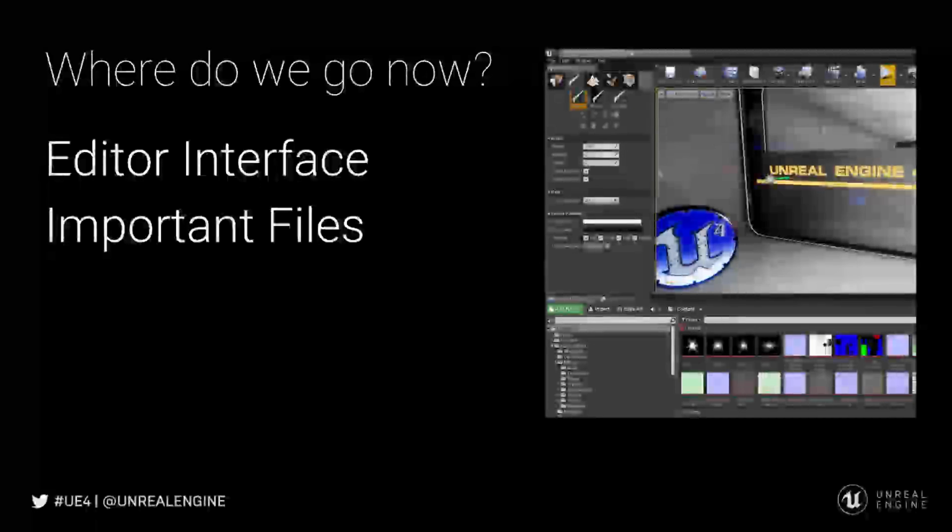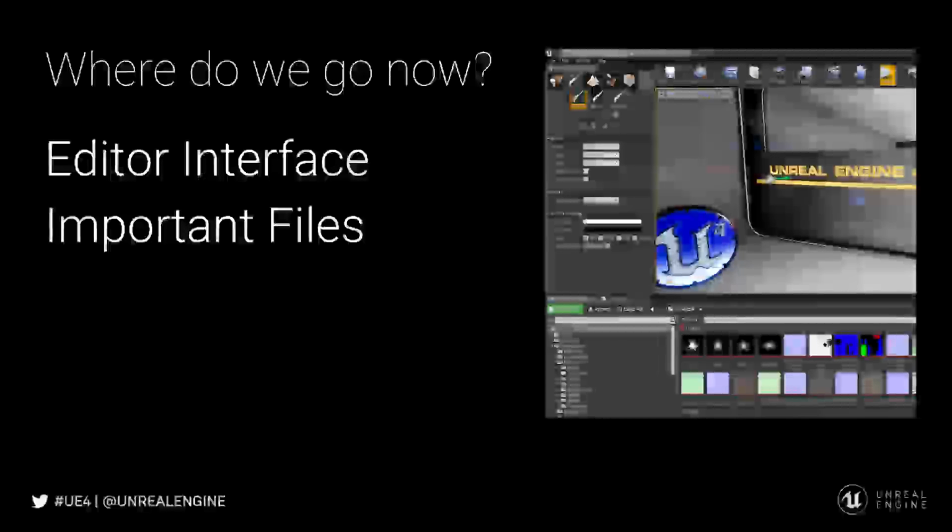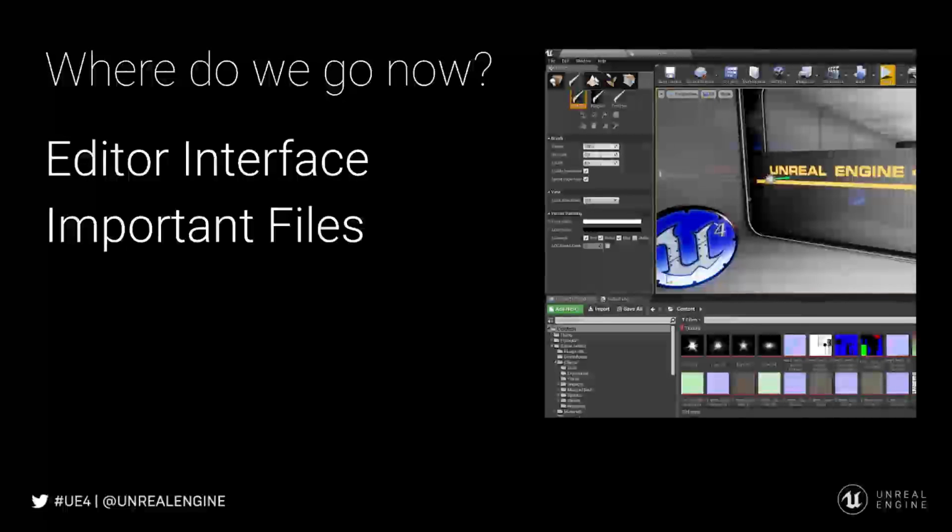Now, where should we go from here? One of the first things we should do is learning our editor interface. Now that we have a project, how do we actually manipulate and work with all of our content inside our editor? And then we should learn about the important files. These are files and folders that are important to a project that we may wish to modify later on. With that said, go ahead and pick a subject that you find interesting and start learning.